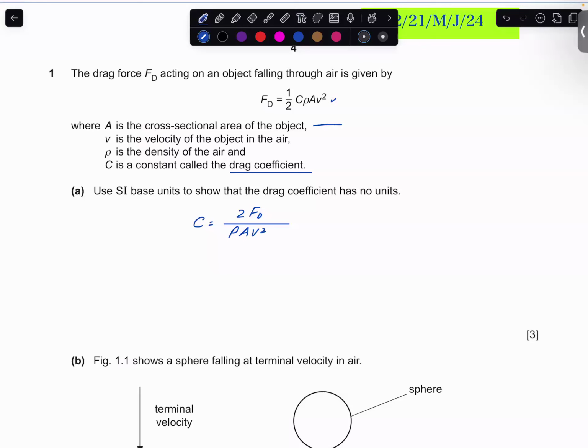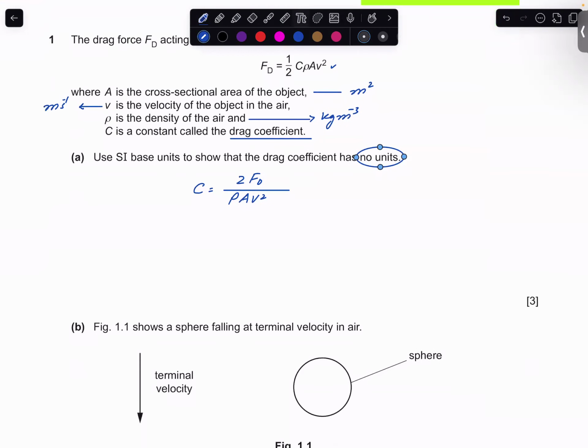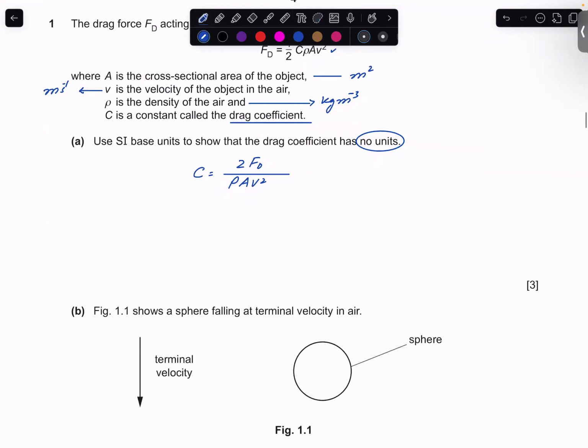Okay, so I know that the area has the unit meter squared, velocity is meter per second, and density is kilogram per meter cubed, and we have to show that C is a constant and it has no unit. I have already mentioned all the units given in this formula. Now I will put these units into my rearranged formula.